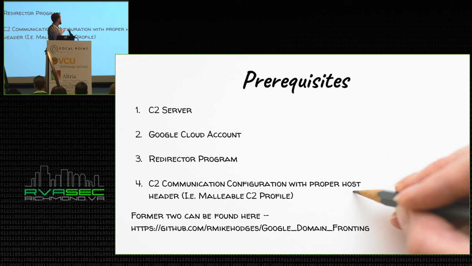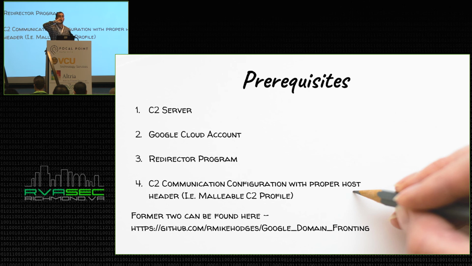So one thing for domain fronting, you need a C2 server. In this instance, you need a Google Cloud account, a redirector program to deploy and redirect requests back to your infrastructure, and the C2 configuration with a host header that actually goes back to your infrastructure. Because what you need to understand about domain fronting is that the request domain, let's say I'm using Amazon CloudFront, for example, which is a popular domain fronting provider. I make a request to Instagram.com that's on CloudFront. So my request and my TLS negotiation happens with Instagram.com.